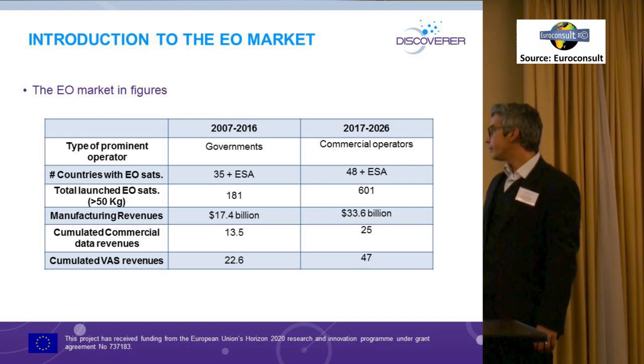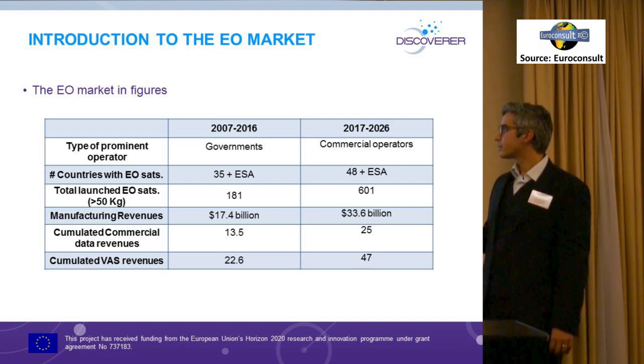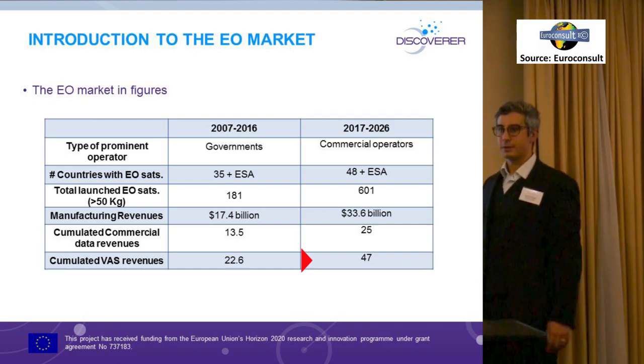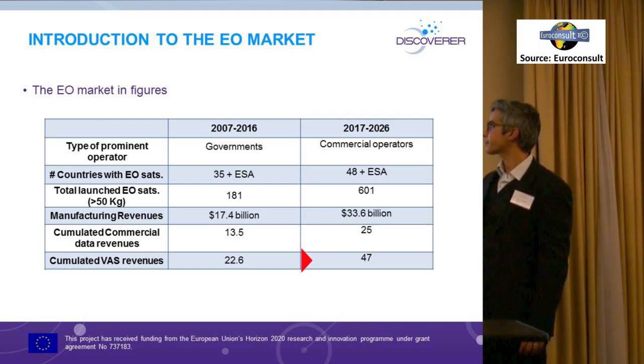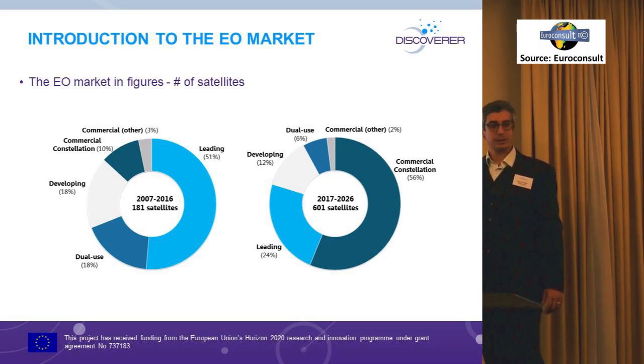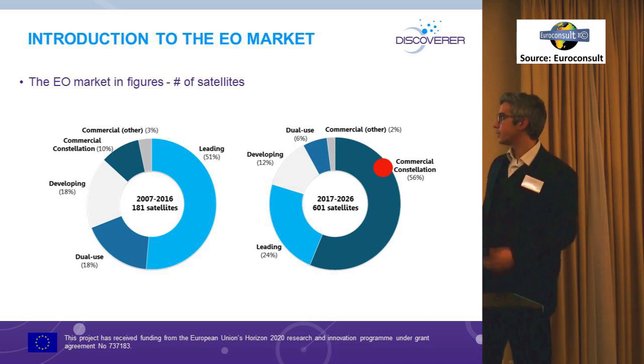In terms of revenues in the commercial data world, it's a factor 2. It's also a factor 2 for value-added services, but in terms of final figures, it is almost double for value-added services compared to the data market. So when we are considering 180 satellites in the last decade and 600 satellites in the next decade, we are considering this change of paradigm in terms of constellations. We assume that most of the satellites launched in the next 10 years will be part of commercial constellations.